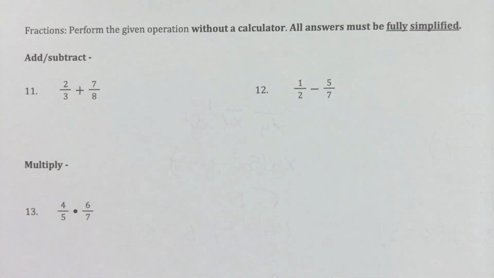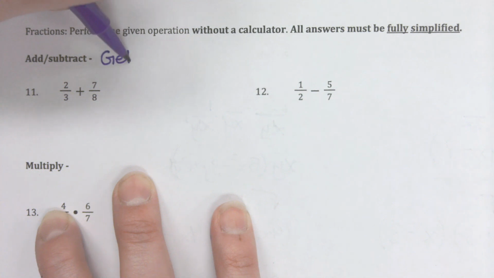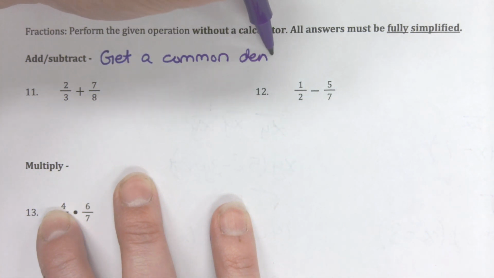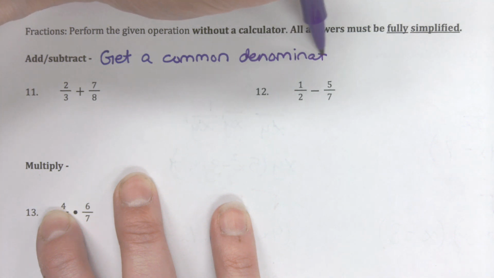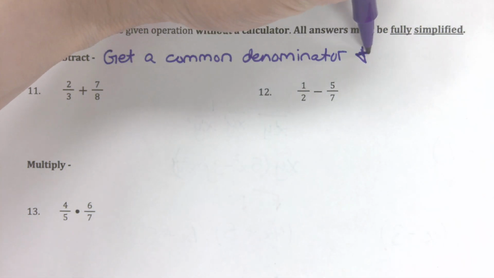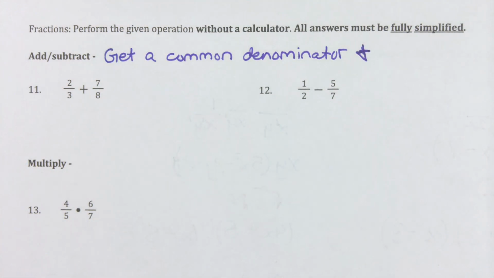Number 11, 2/3 plus 7/8. So what's the golden rule when you add and subtract fractions? Same denominator. They must have the same denominator if you'll add or subtract. So get a common denominator. And I'm going to leave that hanging there for a moment. We'll come back to it. So let's do that step first, number 11.